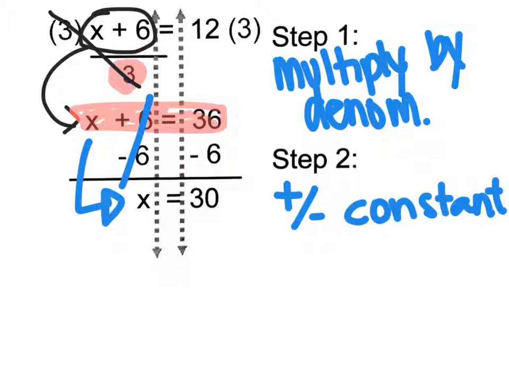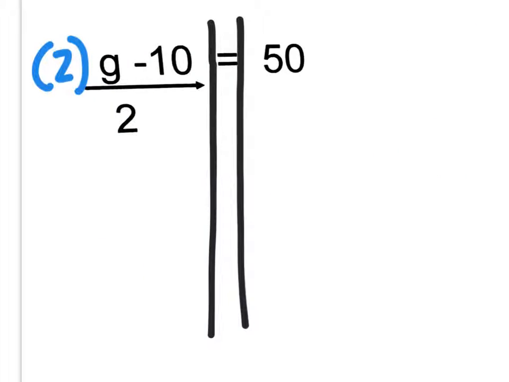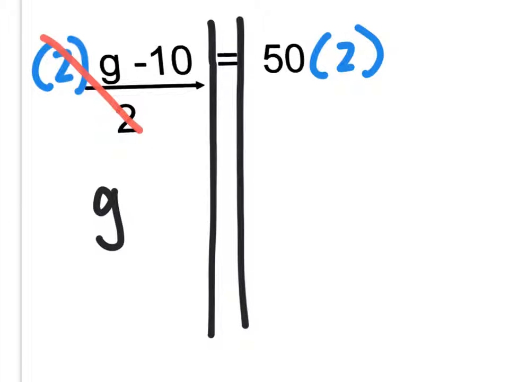Okay? So we're going to multiply both sides by 2. When I multiply both sides by 2, on the left, they cancel out. And I'm left with g minus 10 equals 50 times 2, which is 100.